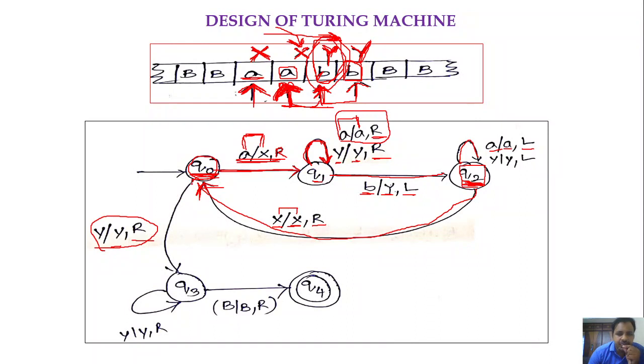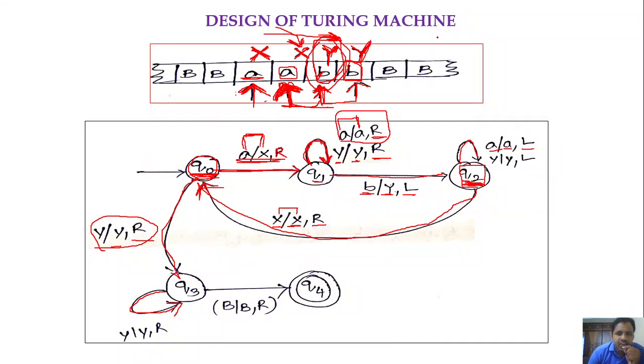Now if you move the head towards the right, you will get another y, and we will move from state q0 to q3. In q3 we got the second y, so that y will remain y and we move the head towards the right. In q3, if we get any number of y's, we keep those y's as they are and move the head towards the right. This process will be repeated until we find a blank symbol, right?